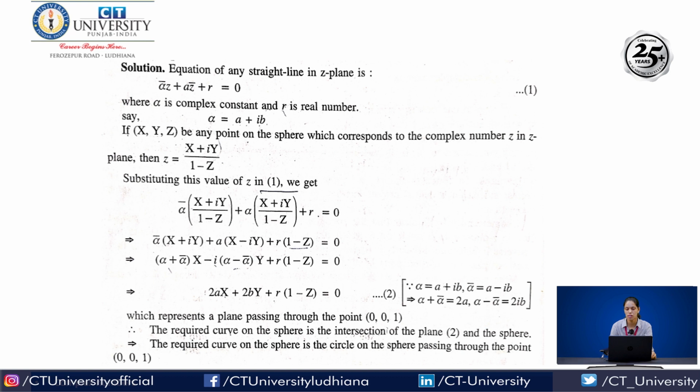We have to find the sphere's correspondence or intersection with the plane. Second, 2ax plus 2by plus r into (1 minus z) equals 0. So this is the required curve on the sphere, a circle on the sphere passing through the point (0, 0, 1). This is the question of the stereographic projection, and we can elaborate on it.